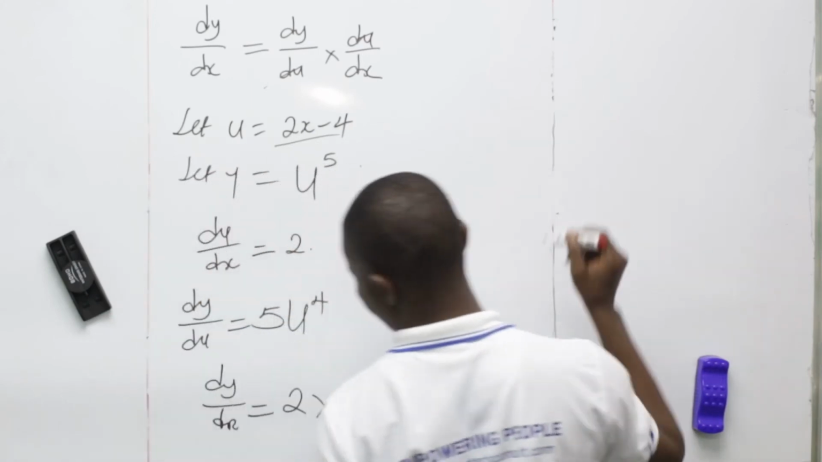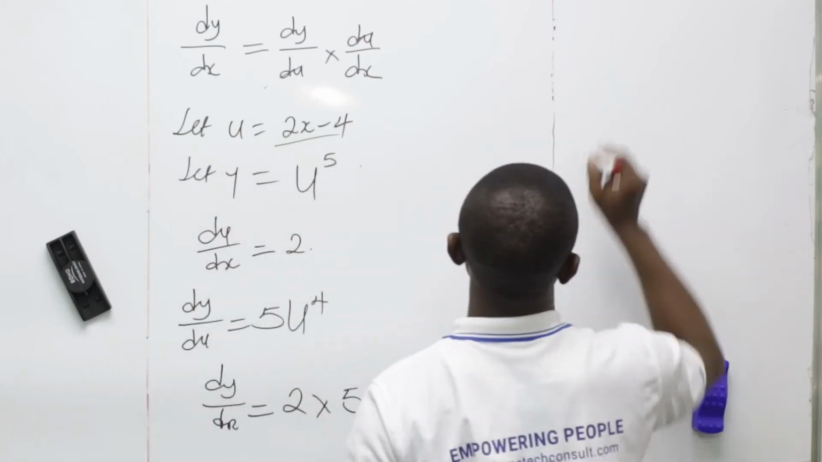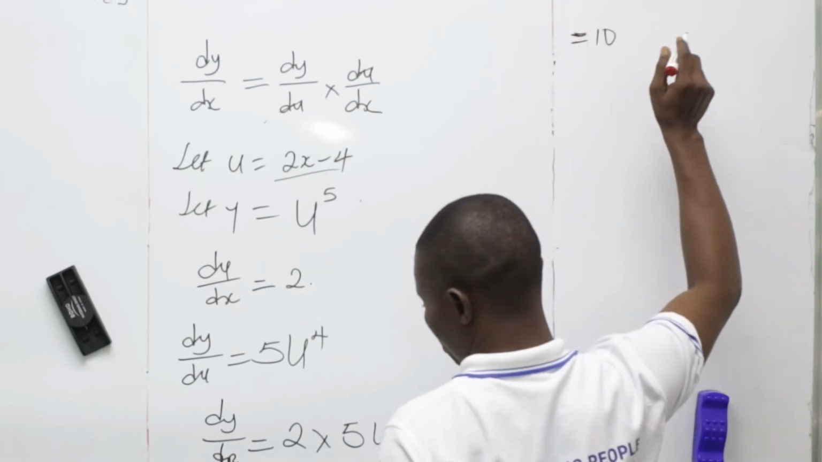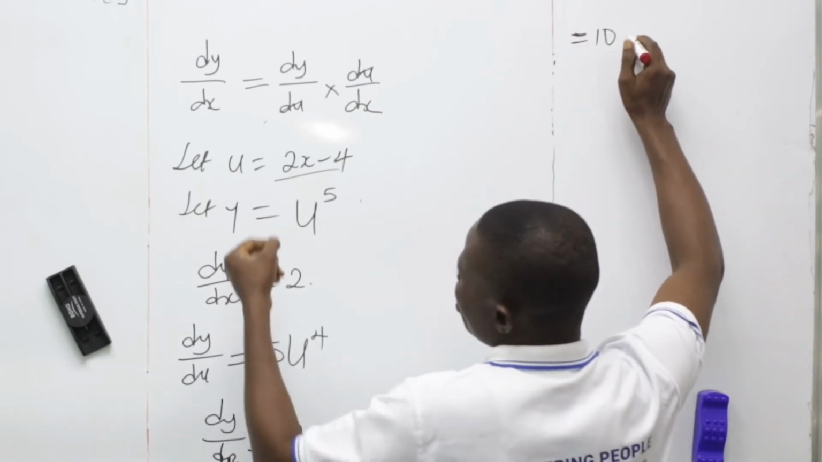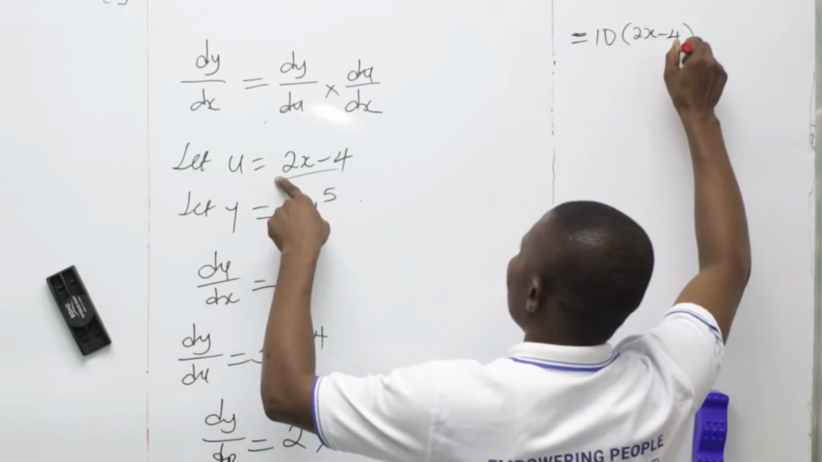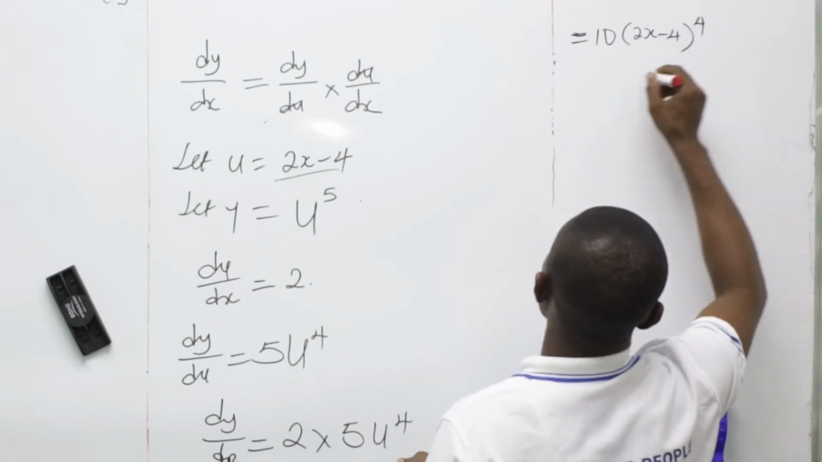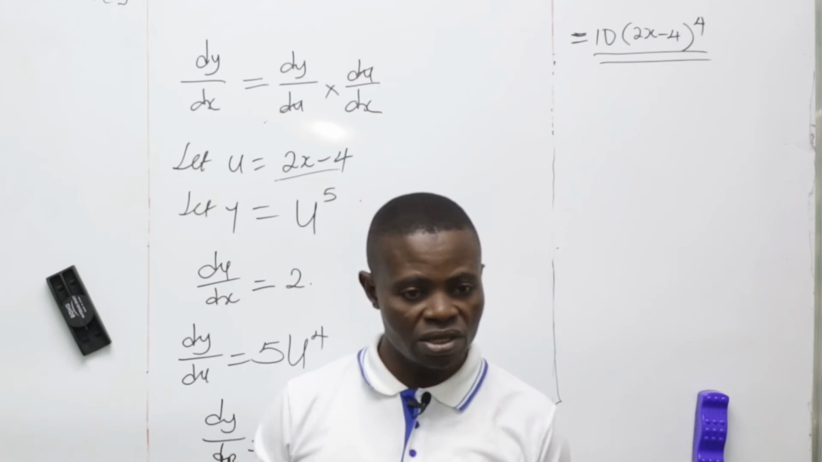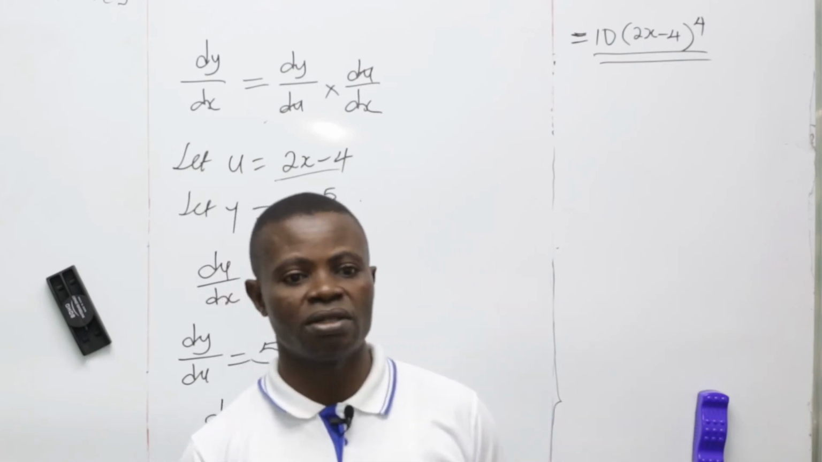To get our final answer, 2 times 5 is 10. Then u, recall that u equals 2s − 4, raised to the power 4. Final answer. That's all. You don't need to stress yourself so much about this.